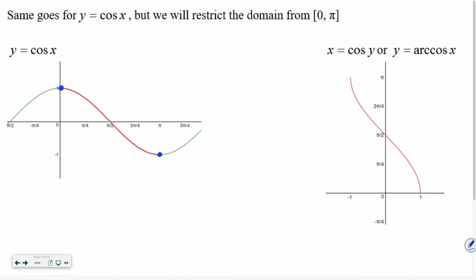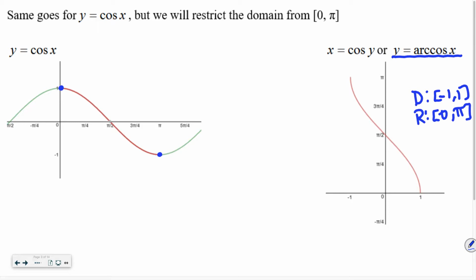We notate it y equals arc cosine of x, or you'll see the cosine inverse of x. Both notations I need you to be familiar with. But here again, our domain is negative 1 to 1, but inverse cosine is different. Its range is 0 to pi.